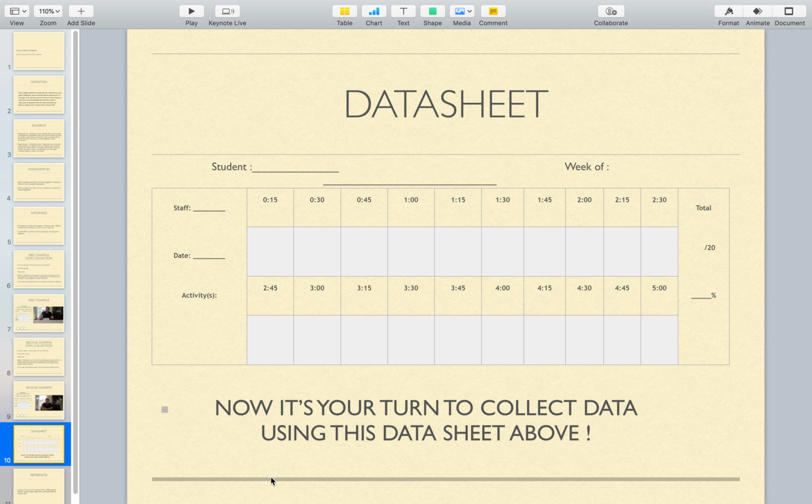Here is the data sheet. And now it's your turn to collect data using this data sheet above.